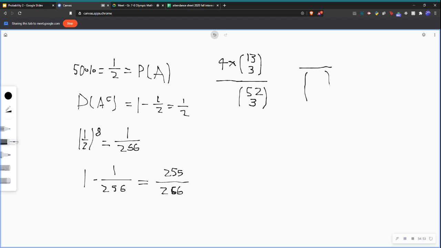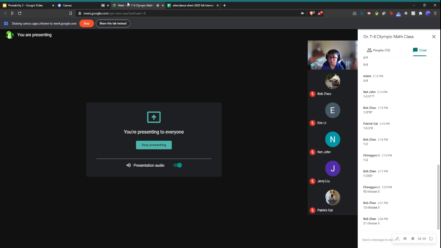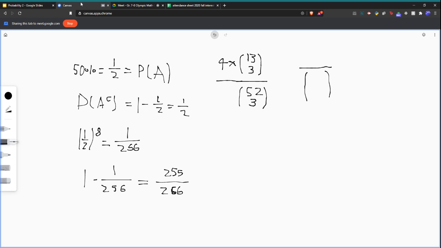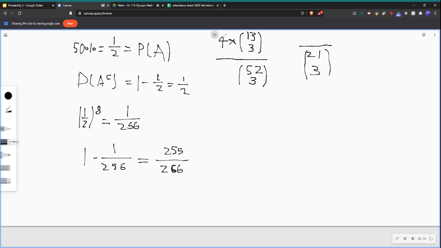So there are 21 balls in the diagram, and we have to choose 3 of them. Can someone tell me the number of ways to choose 3 balls? Just simply choose 3 balls out of 21 balls. Yeah, Bob got 21 choose 3. So that would be our denominator. Now our numerator is definitely much more tricky to calculate.